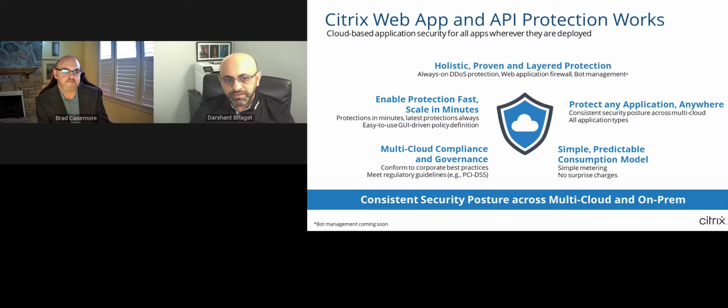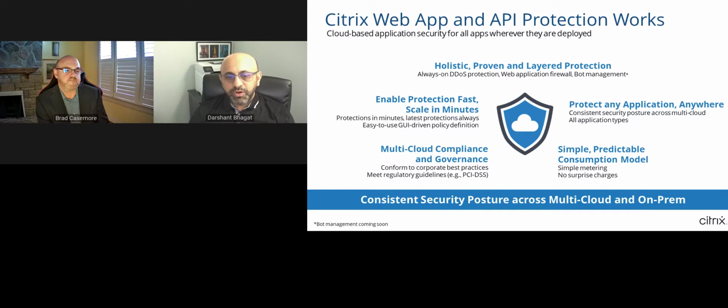Citrix Cloud Security Service, Citrix App and API Protection, CWAAP, offers you a holistic and proven app security platform with a full-featured WAF and DDoS that's available today, and bot management, which is coming soon. It allows you to protect any application across on-prem and public cloud with easy onboarding and simple security controls that can be applied quickly.